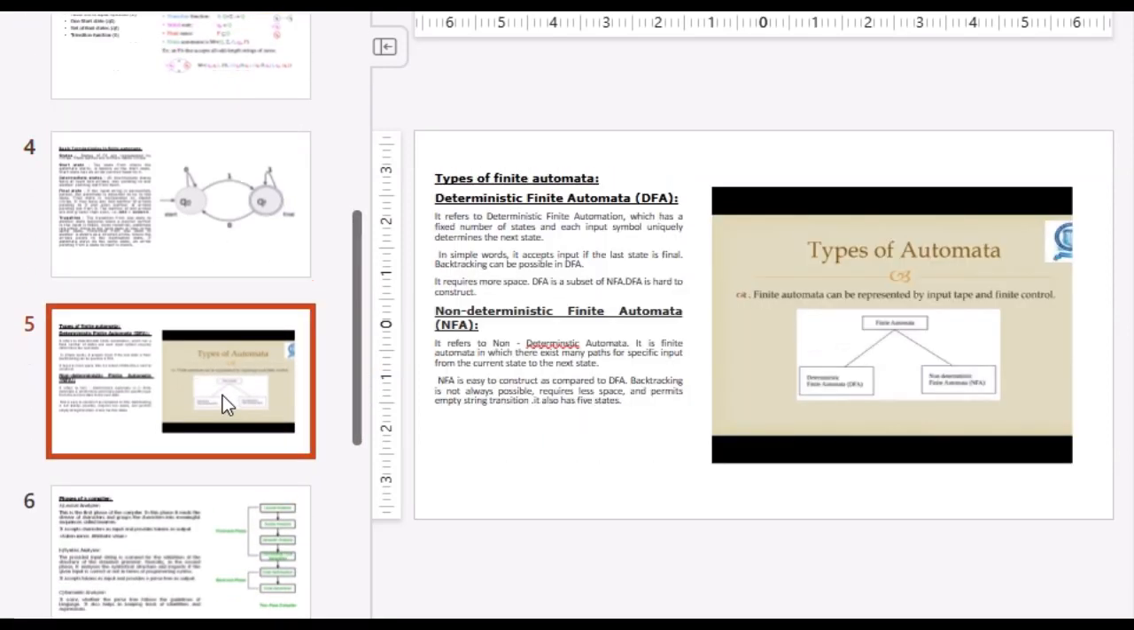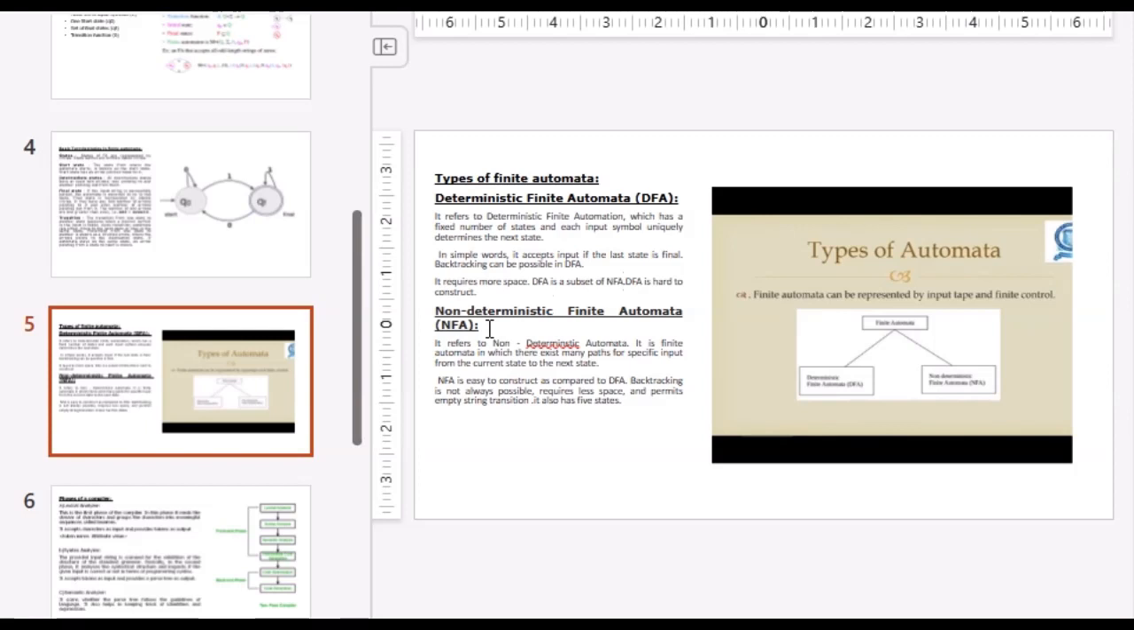In finite automata there are two types: one is deterministic finite automata and the other is non-deterministic finite automata. Deterministic finite automata is where one can determine the state to which the machine will move next. It refers to deterministic finite automata which has a fixed number of states, and each input symbol uniquely determines the next state. In simple words, it accepts input if the last state is final. Backtracking is possible in DFA. It requires more space, DFA is a subset of NFA, and DFA is hard to construct.